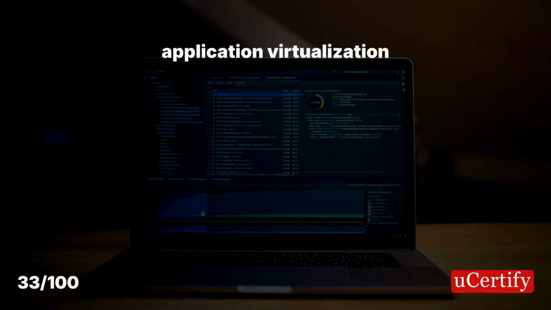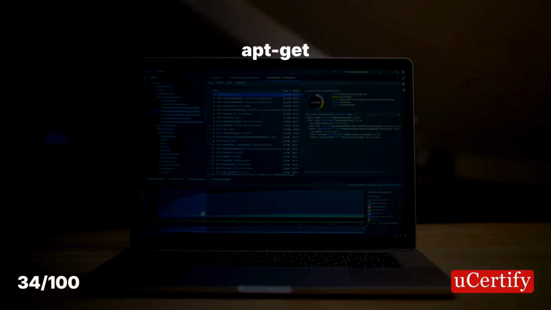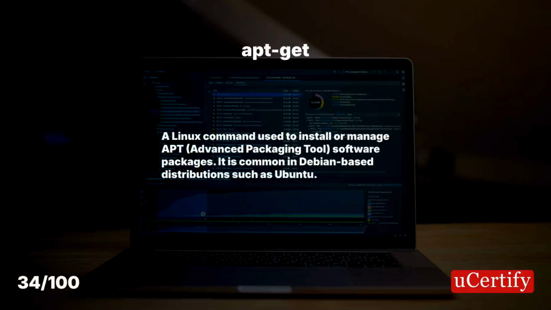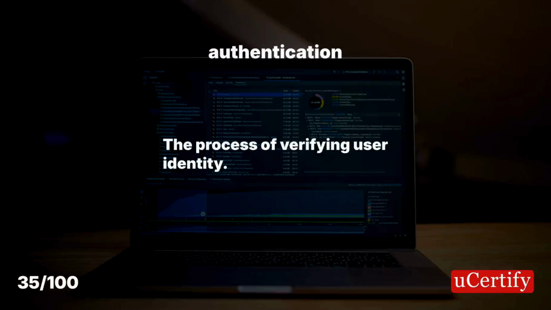Term: application virtualization. Definition: allows users to access applications from a different computer than the one where the application is installed. Term: apt-get. Definition: a Linux command used to install or manage APT, Advanced Packaging Tool, software packages. It is common in Debian-based distributions such as Ubuntu. Term: authentication. Definition: the process of verifying user identity.